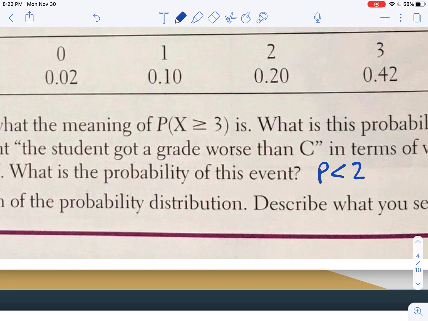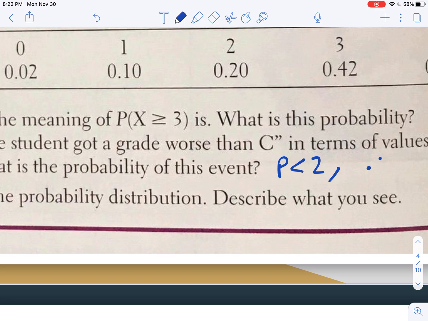So these are the grades of 1 and 0. We add those probabilities together. This is a 0.12 probability, or again, a 12% chance that if I pick a student at random from this class, they got a grade below a C.